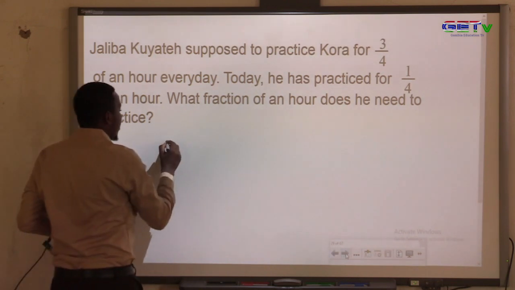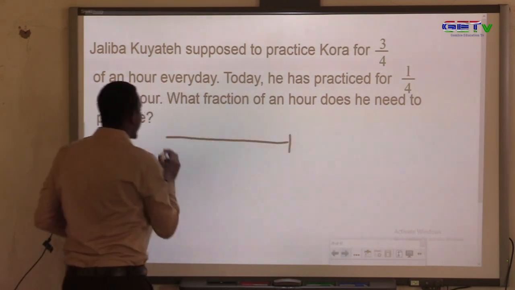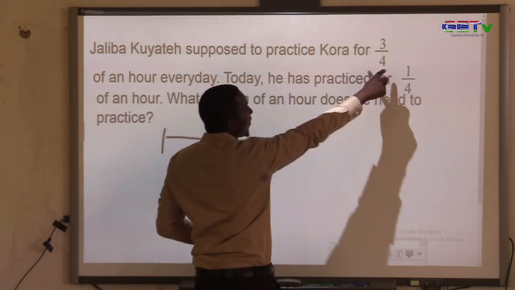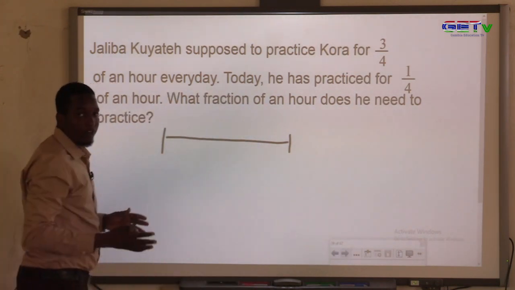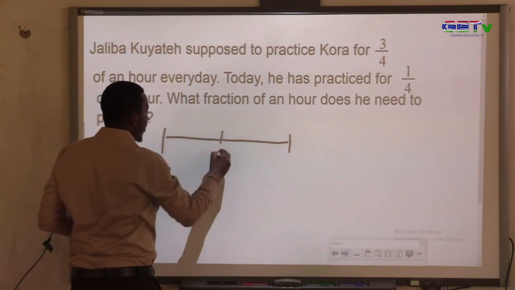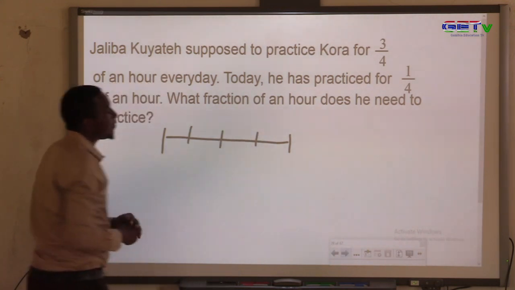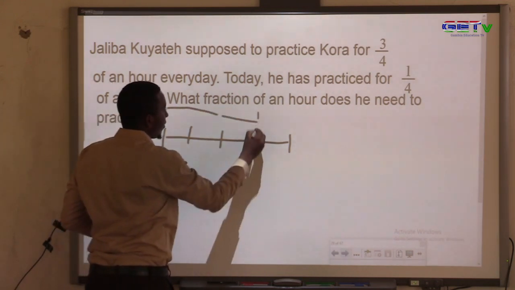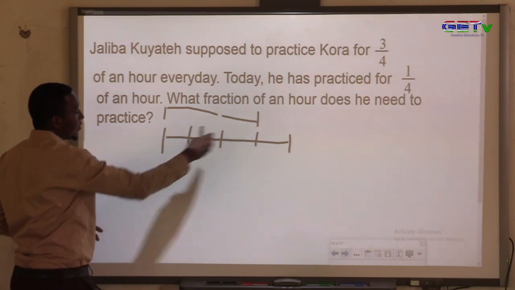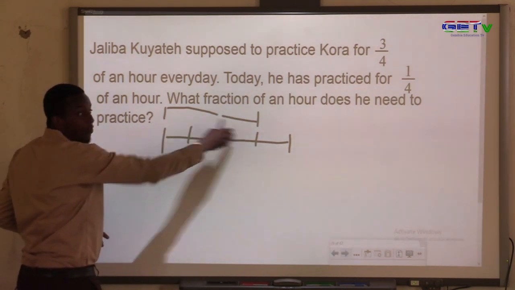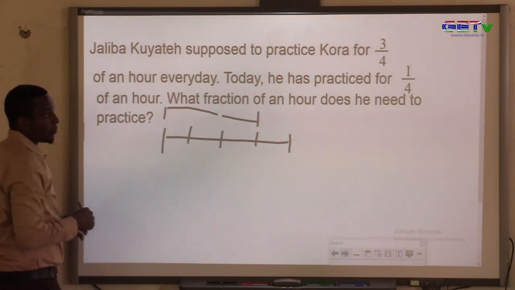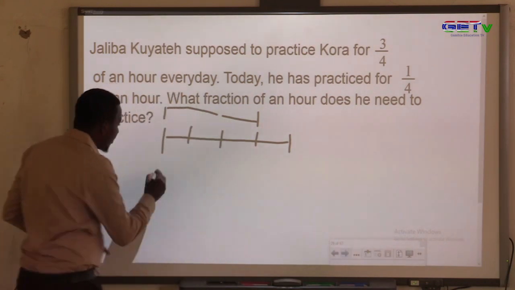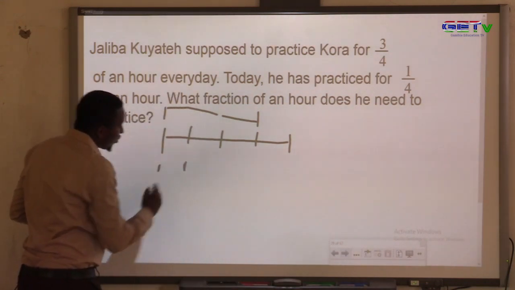Let's say we have this to be 1 hour, and he used to practice 3/4 of an hour. So we can divide the hour into four equal parts. So normally he practiced from here to here. That is 1/4, 2/4, 3/4. And today what he did is he has practiced for 1/4, from this point to this point.